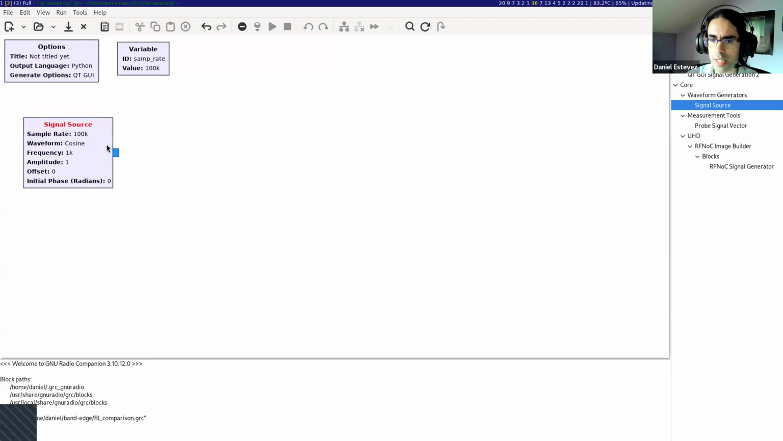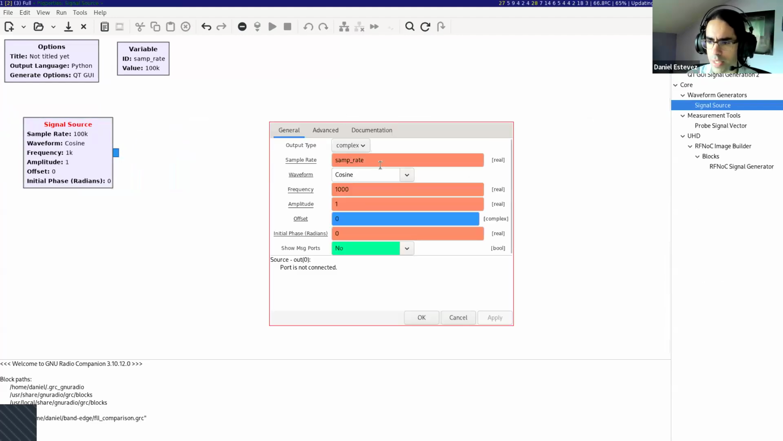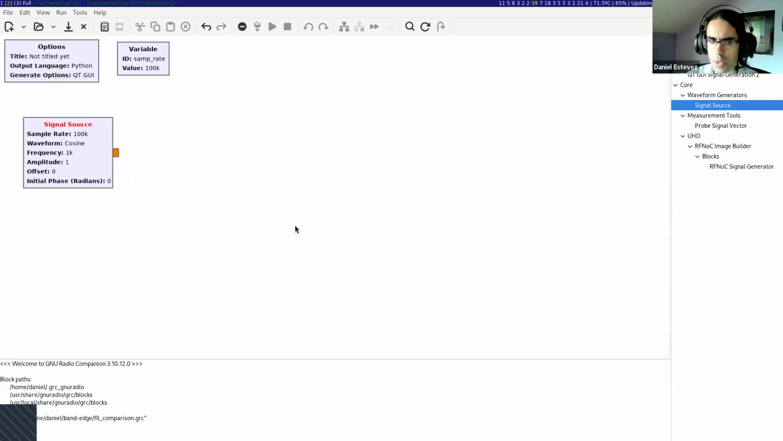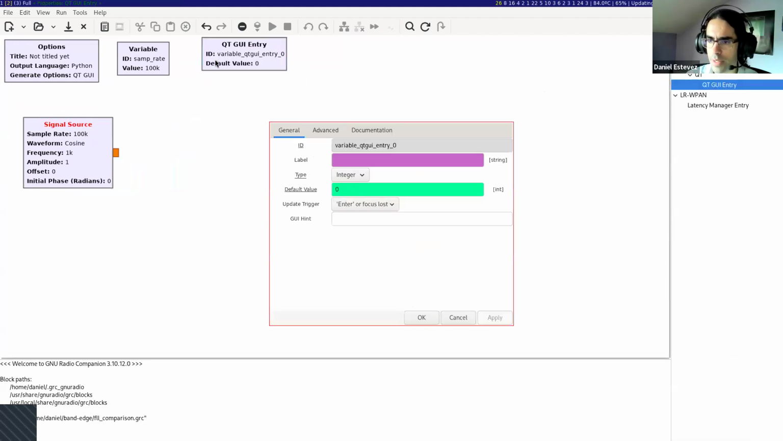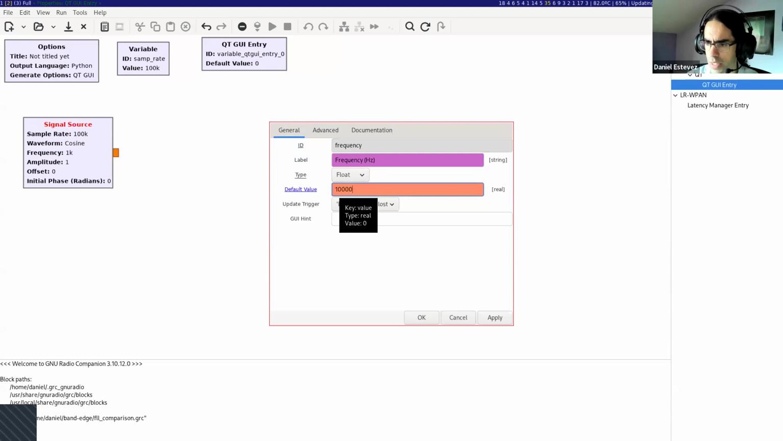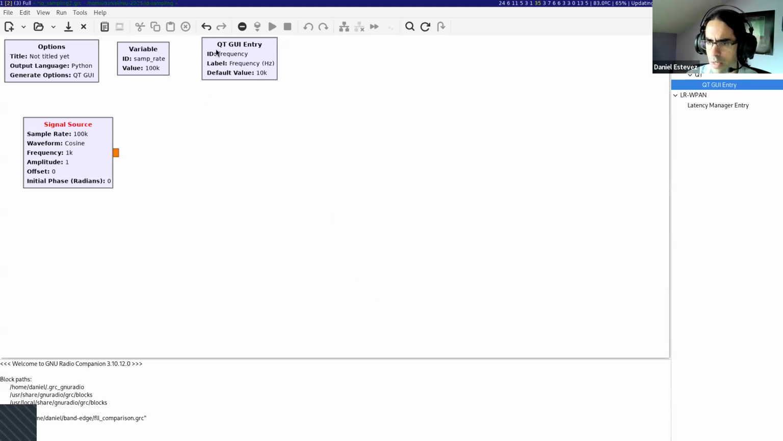So I'm pulling in a signal source. This is cosine, so that is fine. And then I want to change the data type to floating point. And I want to be able to set the frequency. So for that, we know there is something called a QT GUI Entry. And I'm going to call this frequency. I can put a label, which is the frequency in hertz. It's going to be a float. And maybe I'm going to put this as 10 kilohertz. I don't know if that's fine, or maybe 1 kilohertz.